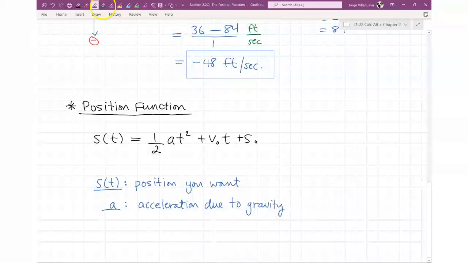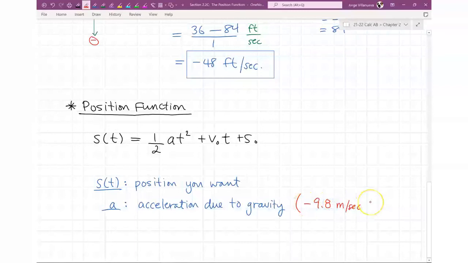Can someone give me the numerical value for acceleration due to gravity? Almost right. Nope. You said 9.8 meters per second squared. If that were true, I'd be launched off the Earth. Negative 9.8 meters per second squared. Not bad.